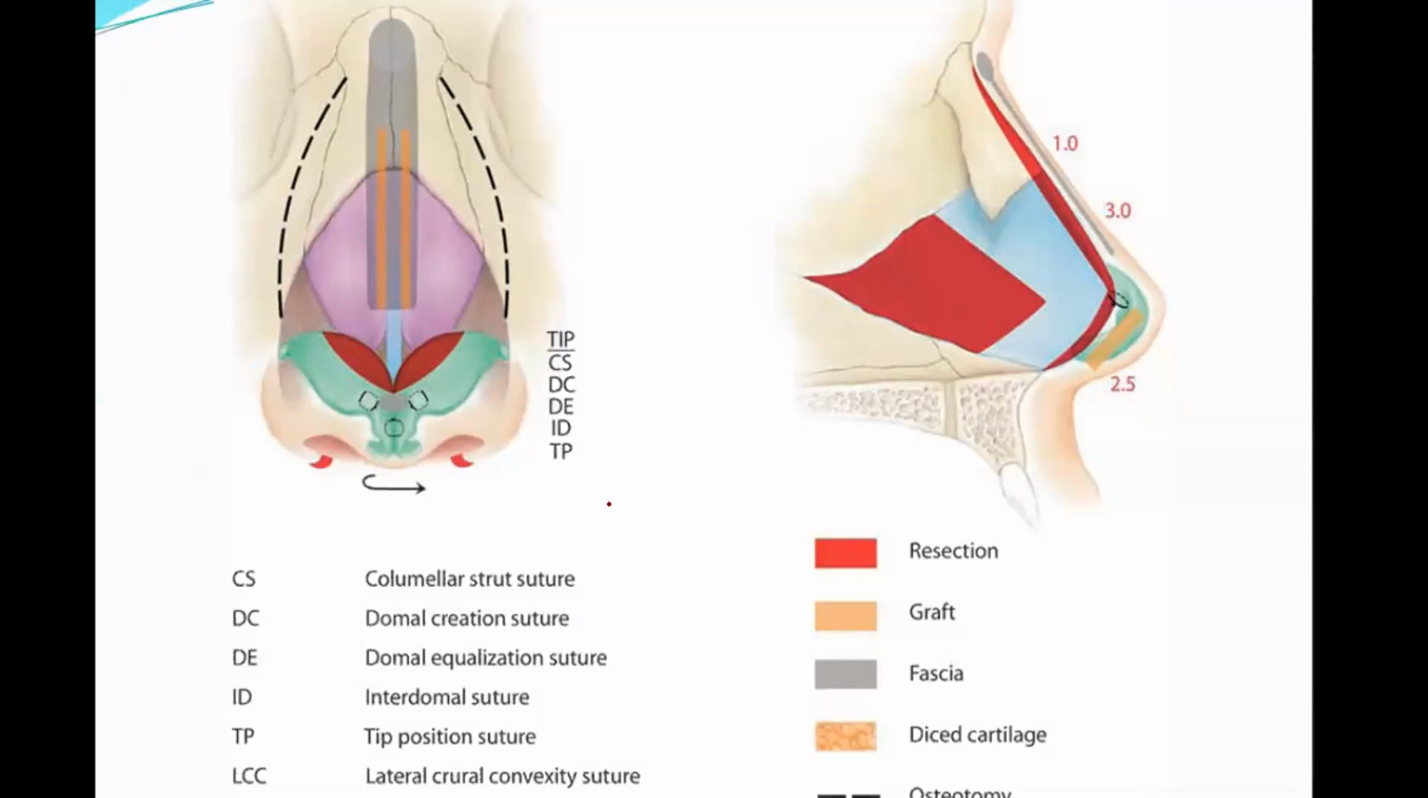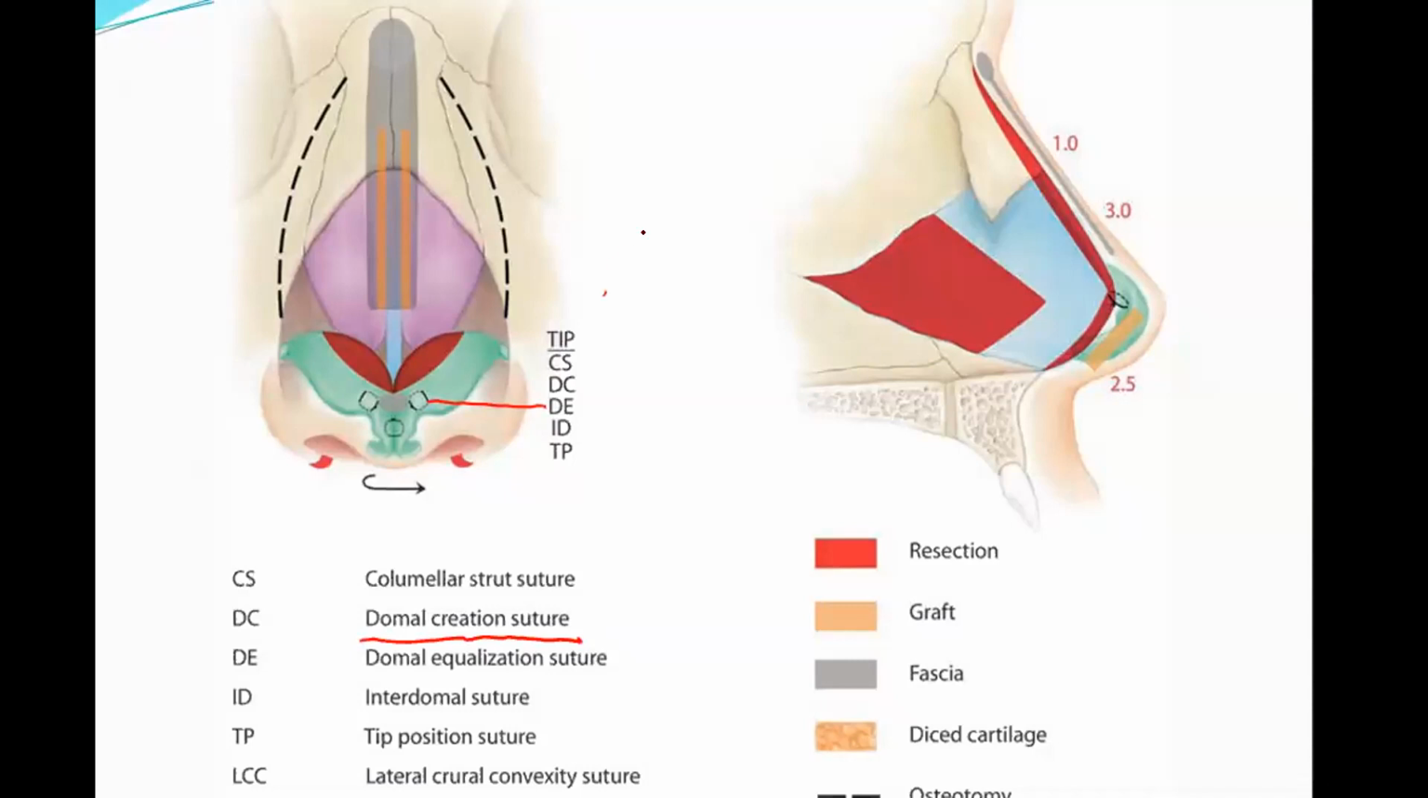Yeah, good, sir. So these are something called as the Gunter's charts. Please write down the word Gunter's. Gunter's charts. These are meant to be marking out what you do intraoperatively. And if you can see here, there is something called as a domal creation suture. Can you see this domal creation suture here? These are the domal creation sutures that we create.